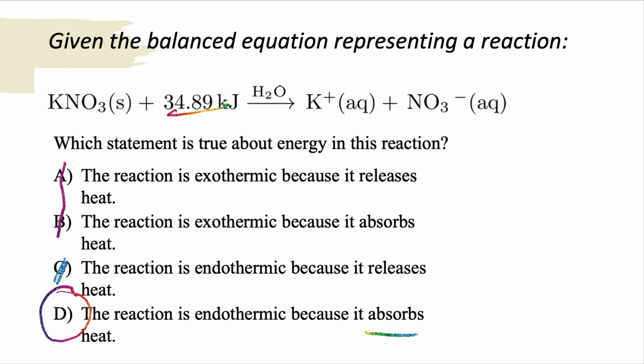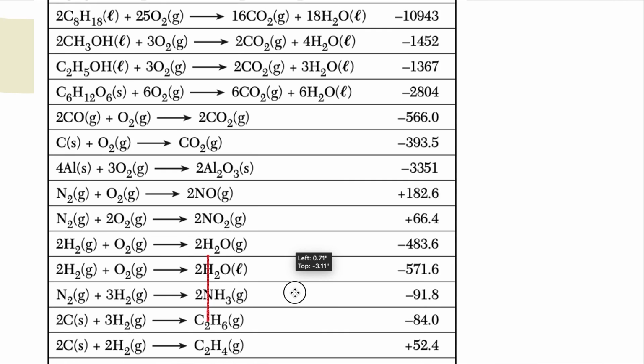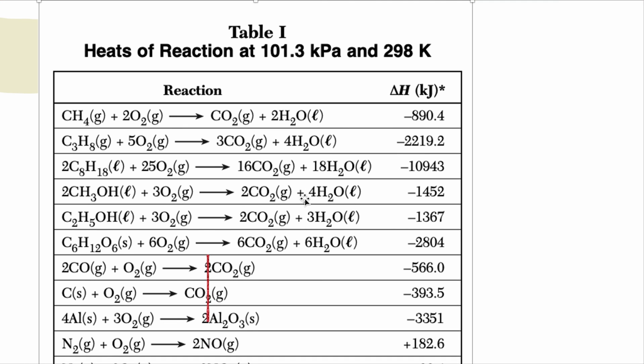Again, for a lot of these questions, we actually use Table I on the reference table. To summarize what we did today: exothermic means energy released, and endothermic is energy absorbed. When it's exothermic, our heat, reaction, or energy is going to be on the product side. If it's being absorbed, then it's endothermic, and it will be on the reactant side.